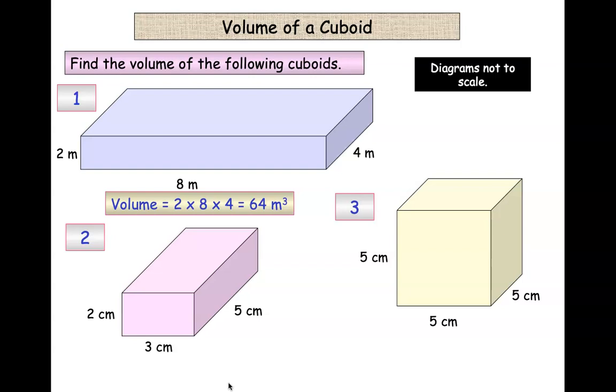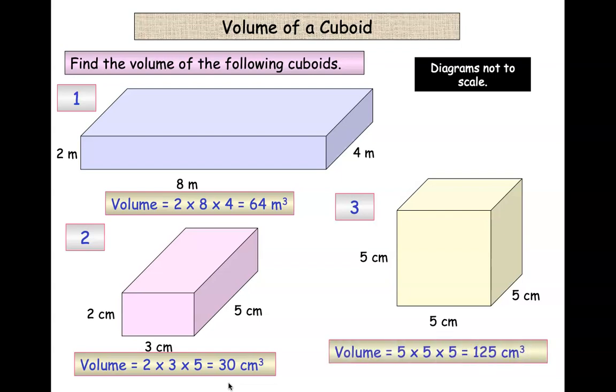Okay. Question 2, volume is length times width times height. So 2 times 3 times 5, and again manipulate that calculation so it's easy for you to figure out the answer of 30 centimeters cubed. And your third one, 5 times 5 times 5, and that's a cube of volume 125 centimeters cubed.